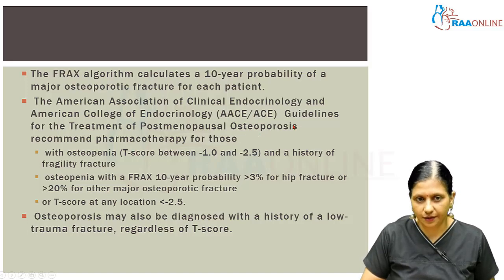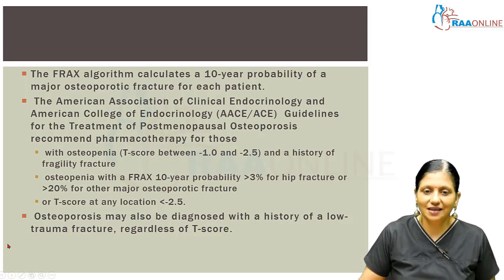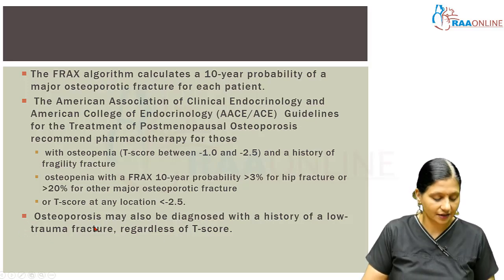So who needs therapy? Anybody with a T-score between -1 and -2.5 and a history of fragility fracture needs therapy. Anybody who has osteopenia with a FRAX 10-year probability of more than 3% for a hip fracture or more than 20% for other major osteoporotic fracture, or any person who has a T-score at any location of less than -2.5. Now, if there is a history of a low trauma fracture on simple activity, then also the patient is diagnosed to have osteoporosis and is started on therapy.